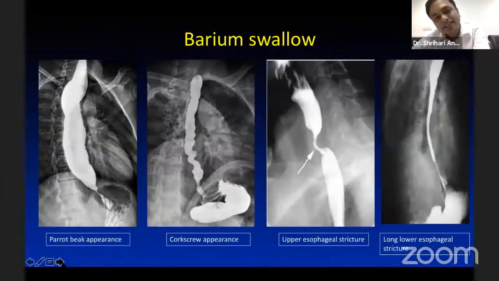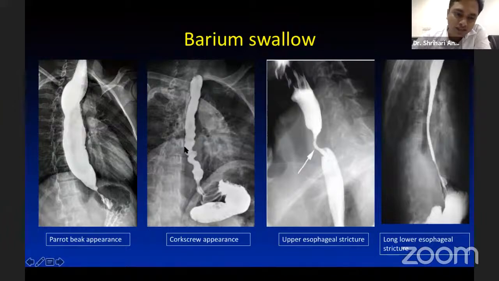The next test, which is usually useful, is a barium swallow. The conditions where it would be useful are suspected motor disorders where you don't have a clear-cut diagnosis, like in this case of achalasia cardia, which gives you a classical parrot beak appearance, or this case of a spastic motility disorder where you have a corkscrew esophagus. It is also very useful where there is a high obstruction, which could not be clearly delineated on endoscopy. You have an upper esophageal stricture over here. In terms of therapy of dysphagia, barium swallow is very useful in delineating the length of the stricture so that you can determine the appropriate therapy for such patients.